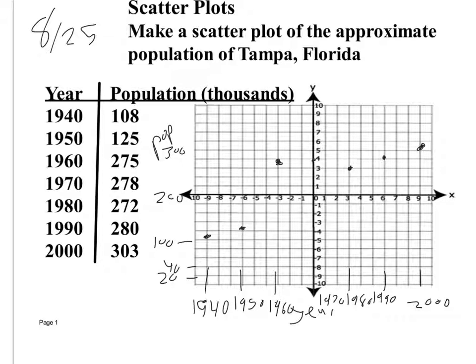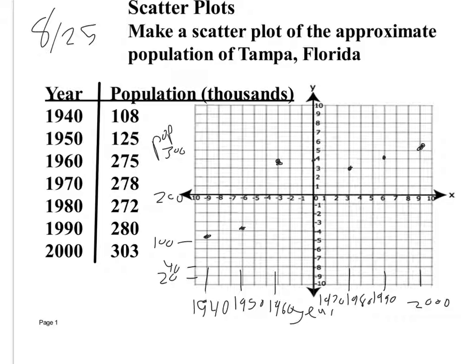You can talk about it. Sometimes it'll ask you to explain what's going on in the data. Well, as time goes on, what's happened to the population of Tampa, Florida? It's increasing. And then it might even ask, where's the biggest increase in population, between what decades? Between 1950 and 1960, you can see it went from 125 to 275. It more than doubled. See that big steep increase right here.